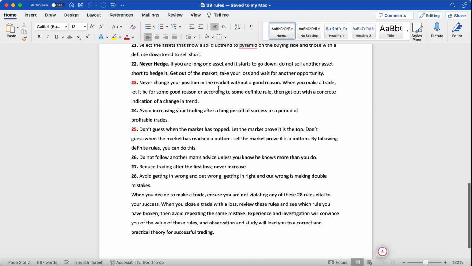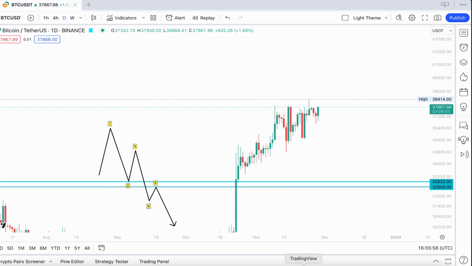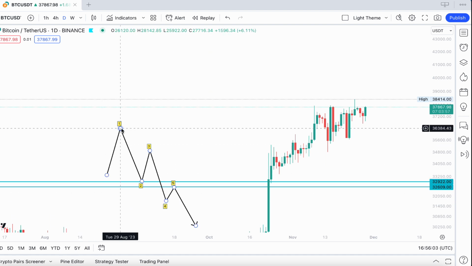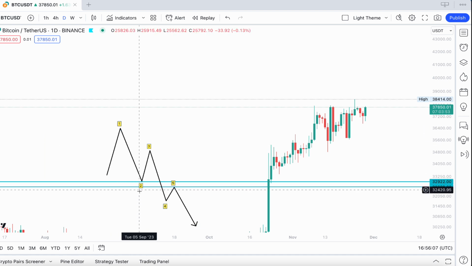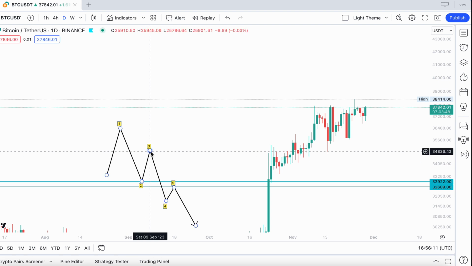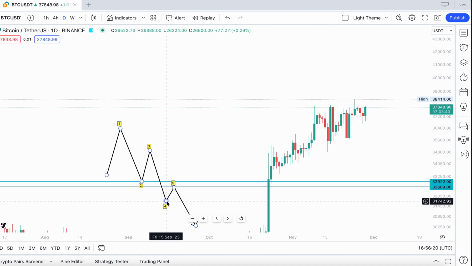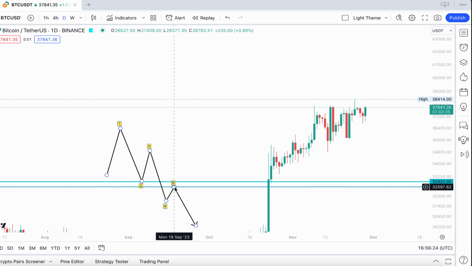Never change your position in the market without a good reason, meaning, for example, if the market was in an uptrend, number one is a higher high, it's normal. Number two is a higher low, it's still normal. Number three is an alarm bell ringing. Why? Because it's a lower high. Number four is a lower low. And number five is another lower high, the second lower high.